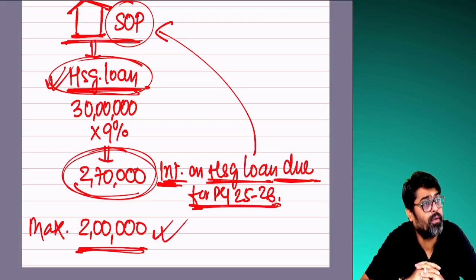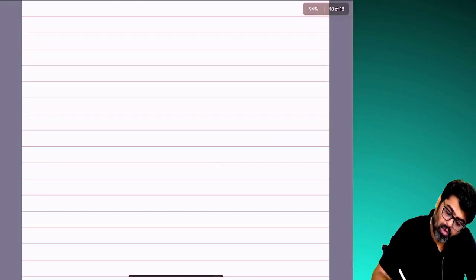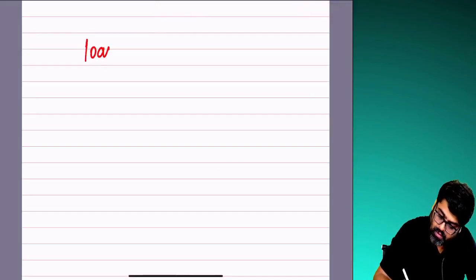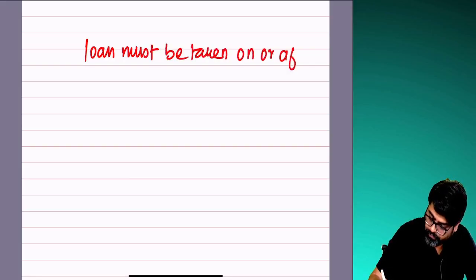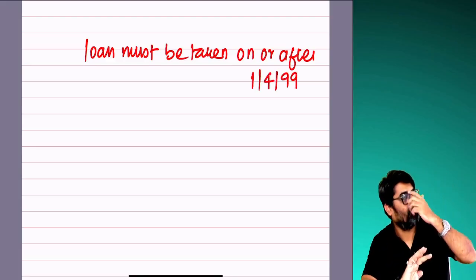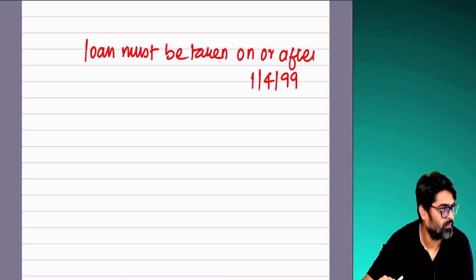Getting my point? First condition. The loan must be taken on or after 1st April 1999. That time you are not born also. Yes or no?